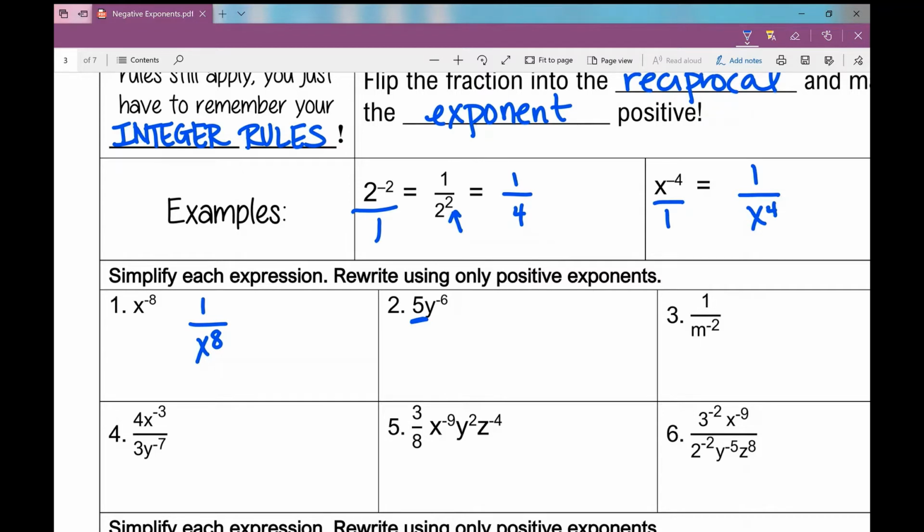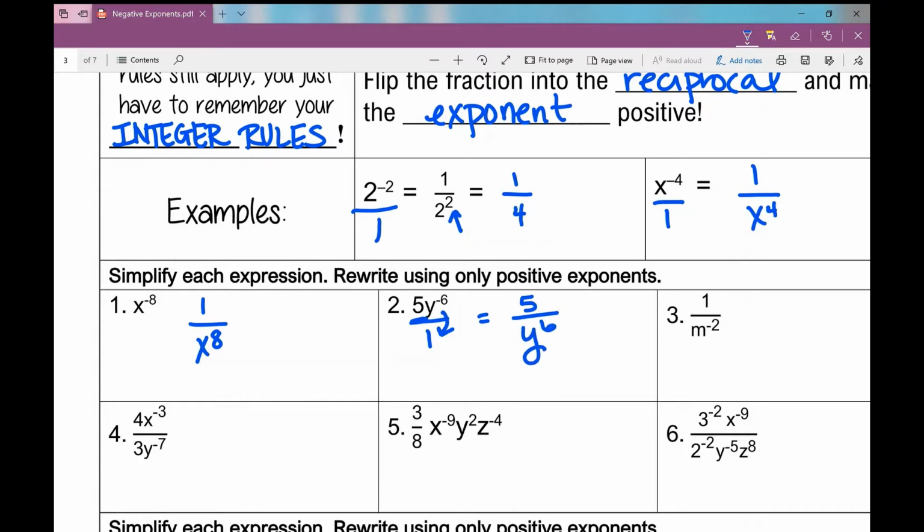Anytime you see negative exponents involved, it's a really good idea to make it into a fraction. Anything that has a negative exponent attached to it is going to move. So only the variable with that negative exponent is what's going to move. My 5 stays in the numerator, y goes in the denominator, and the exponent becomes positive.